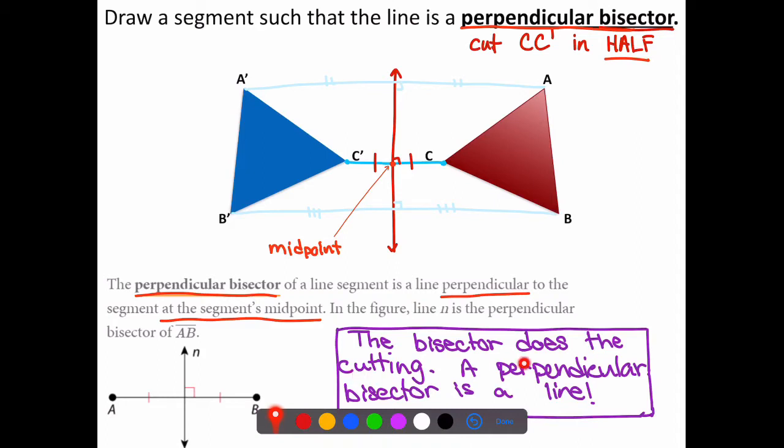The bisector does the cutting. A perpendicular bisector is a line. So anytime that we have a bisector, we know that it's the bisector that's doing the cutting. I wouldn't say that this line is being cut in half or cut into equal parts because, again, it's a line. It goes on forever. So therefore, it will never end. I can't cut it into equal parts because it's infinite in length. So it's important to remember that our line will always be doing the cutting. It won't be being cut by the segments. The segments are the ones being cut.